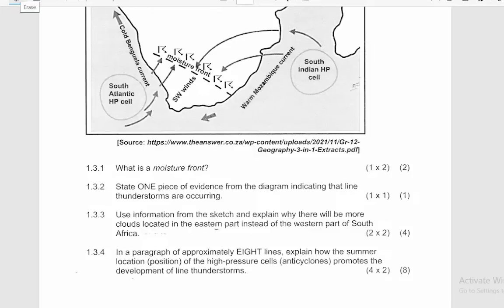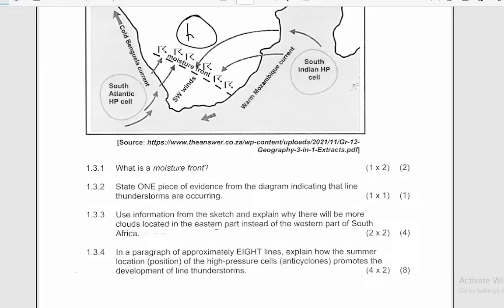I think you remember the three high pressure cells that affect the weather in South Africa. The two of them are indicated here. To the east, we have the South Indian high pressure. That is the anticyclone which affects the weather system in South Africa and Southern African subcontinent. And also to the west, we have the South Atlantic as indicated here. And also we have another high pressure cell which we typically experience over the interior here. That high pressure cell is called the Kalahari high pressure cell. It's the one that dominates over the interior.